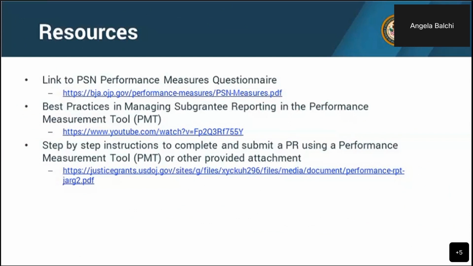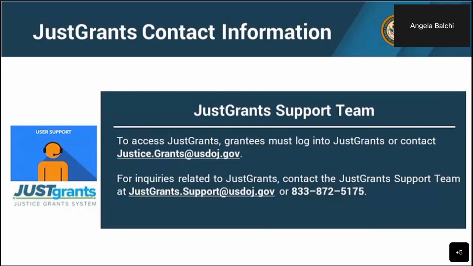Links to additional resources to assist you in your reporting process are on this slide, including the PSN Performance Measure Questionnaire, best practices in managing subgrantee reporting in the PMT, and step-by-step instructions to attach and submit your PMT report in Just Grants. To access Just Grants, grantees must log into Just Grants or contact their information provided along with a phone number.